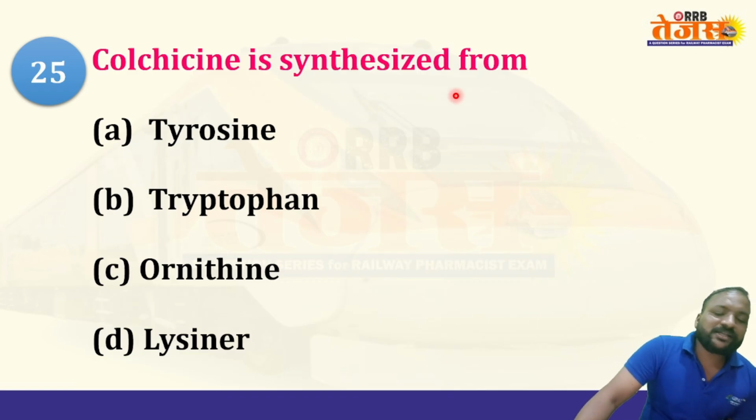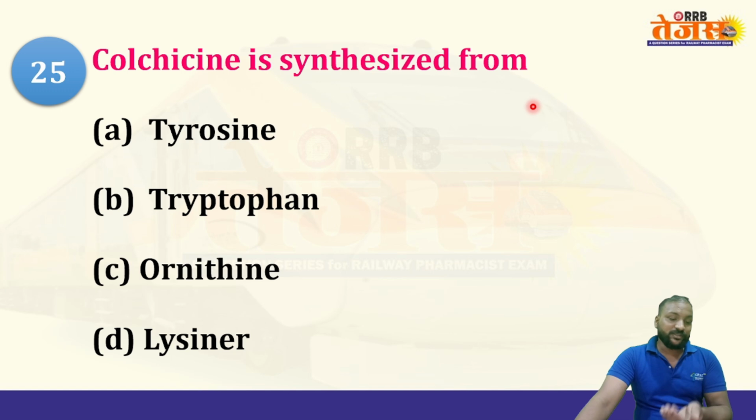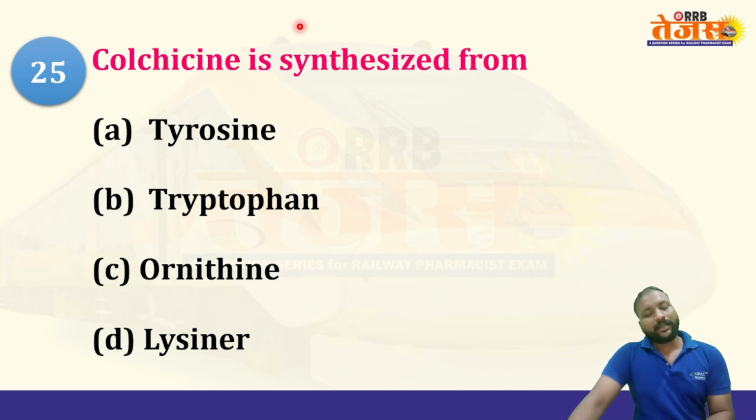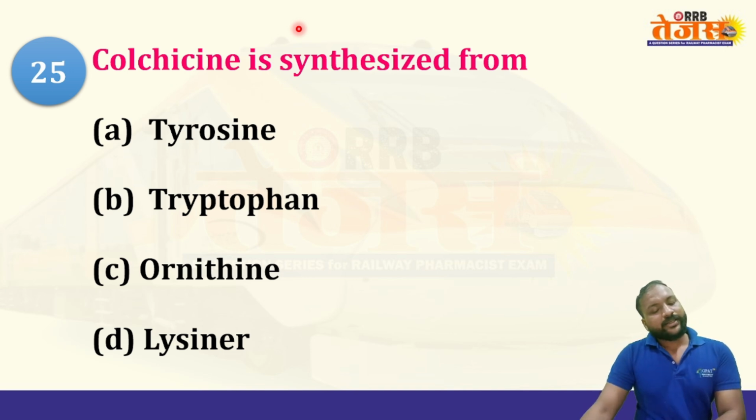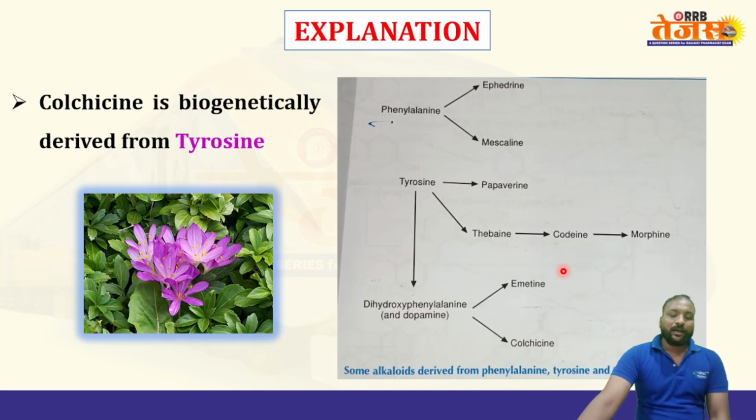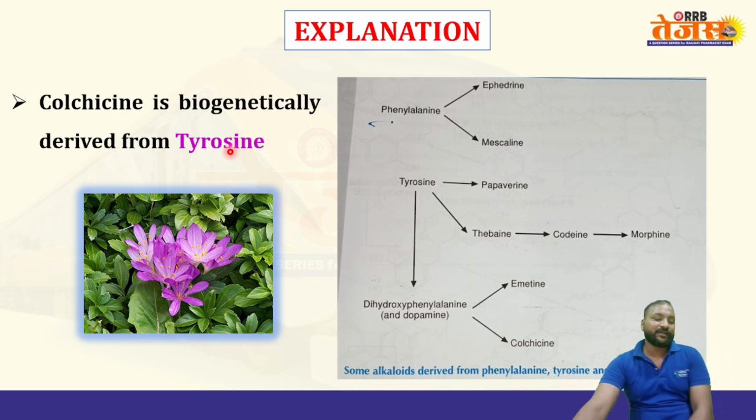25th question. Colchicine is synthesized from either tyrosine, tryptophan, ornithine, or leucine. Tell me the right answer here. Yes, we will check. Tyrosine. As you can see, from the tyrosine, this colchicine is produced. From phenylalanine, epinephrine and mescaline are synthesized. But colchicine is biogenetically derived from tyrosine.